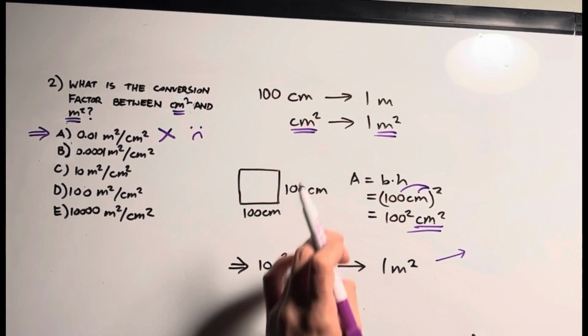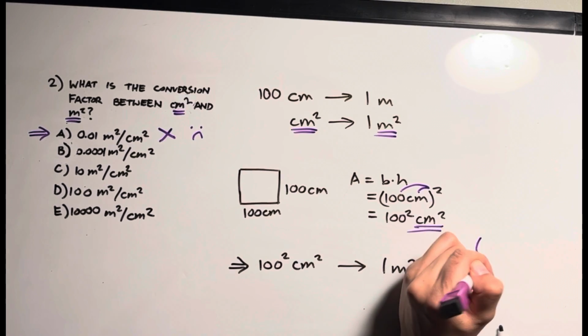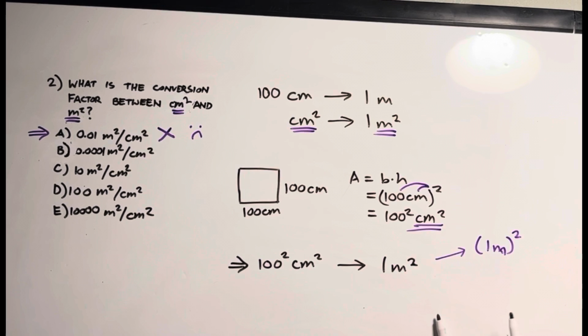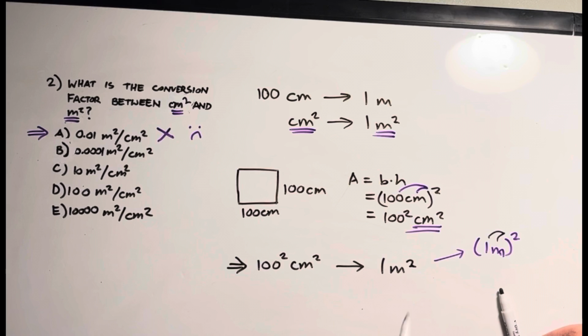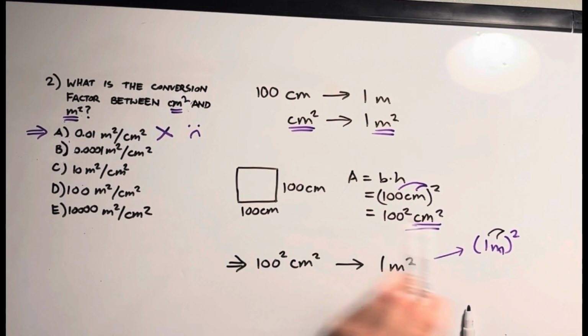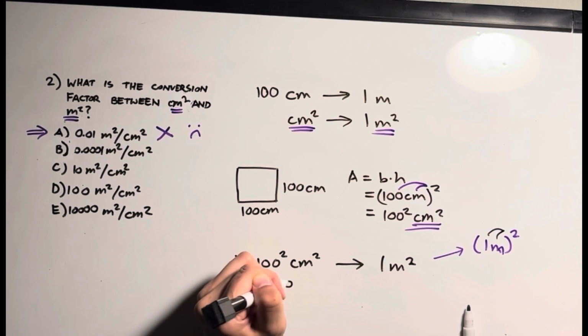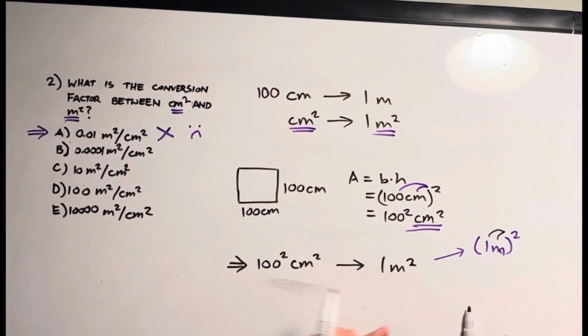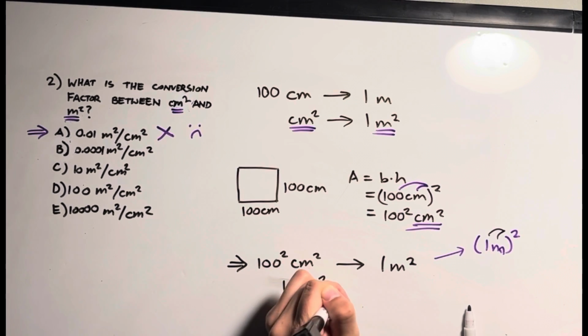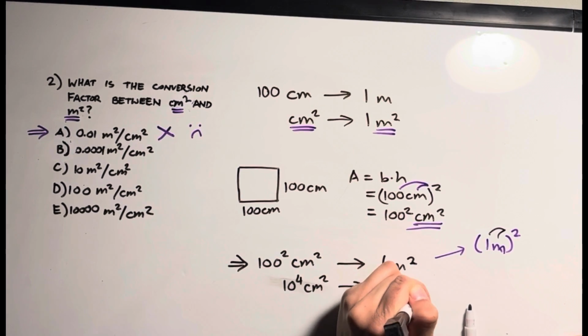So what's stopping us from squaring 1 meter? So if we said 1 meter squared, you apply it to each term to get 1 meter squared. So now all we have to do is break this up. So let's break it up into multiples of 10. 100 squared becomes 10 to the 4th centimeters squared for every 1 meter squared.